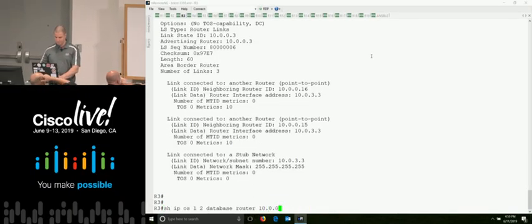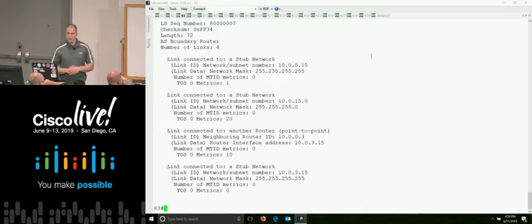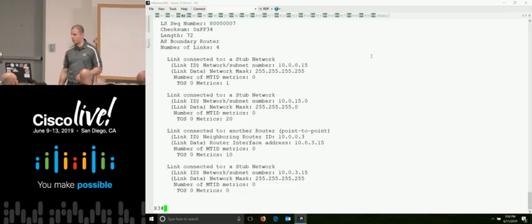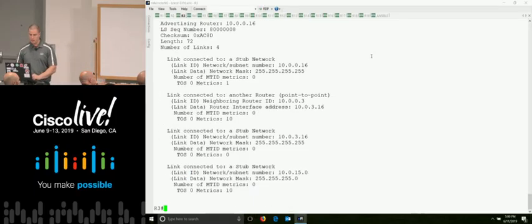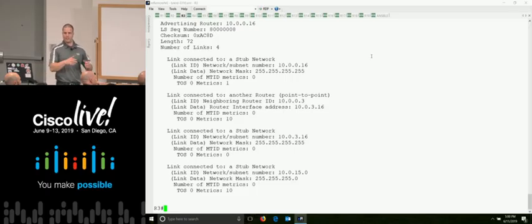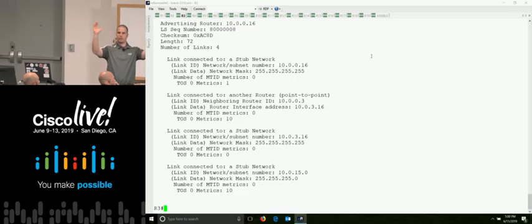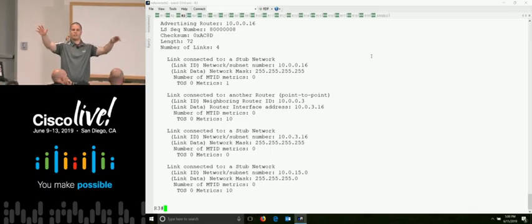Let's draw 15. So 3 is connected down to 15. We discovered it. 15's got a couple stub networks. It's got another connection up to R3, as we would expect, and that's about it. Nothing too exciting. If we look at R16, we're going to see the same output. Effectively, all we did was draw kind of like a V shape. We got R3 connections to R15 and R16. R15 and R16 have some stub networks, and that's it. So that's not particularly interesting.